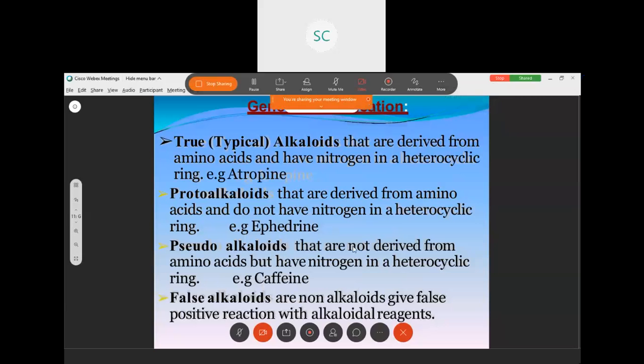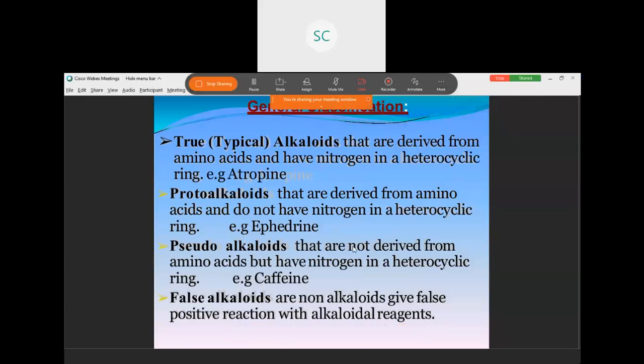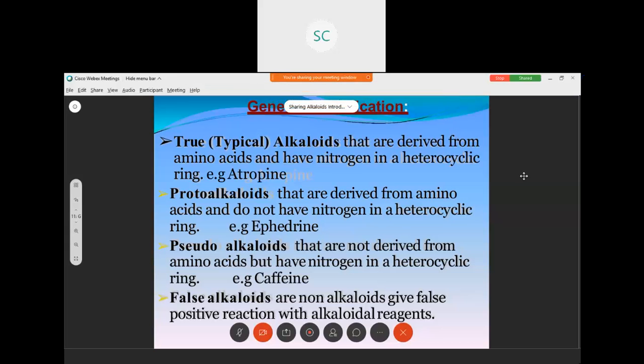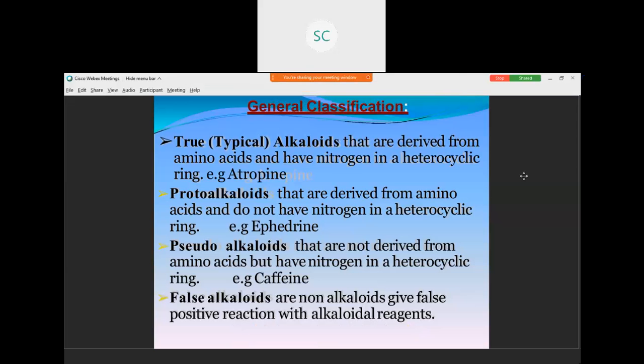In the last class, we discussed the definition of alkaloids and properties of alkaloids. Now, we discuss the classification of alkaloids. In this classification, different classification methods are there. Here we mainly discuss two methods only. First one is the general classification method and second one is the chemical classification method. Now let us go to the general classification method.